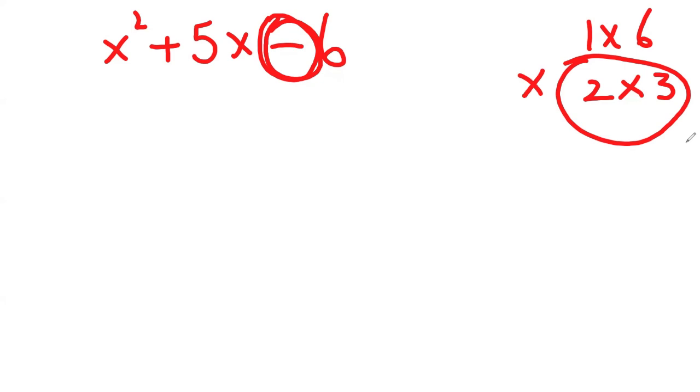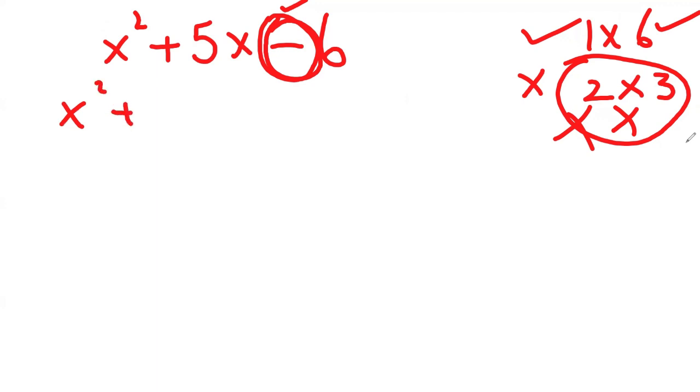Most of the students are confused with this. This is the correct choice: 6 and 1, because 6 minus 1 will give you 5. Again, I'm repeating, don't take 2 multiply by 3. This is wrong, because this minus sign is showing that you have to subtract the two factors. When you subtract 3 and 2, it will give you 1, not 5. So this is the correct one, 6 and 1. 6 minus 1 will give you 5.